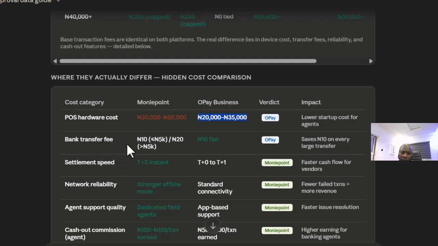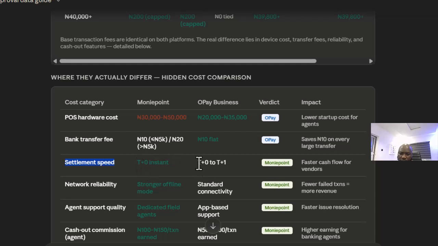So for bank transfer fee, from 10 naira charges, you can see the amount you are going to be paid, then this is just 10 naira flat. So OPay saves 10 naira on every larger transfer. All right. So, settlement speed.